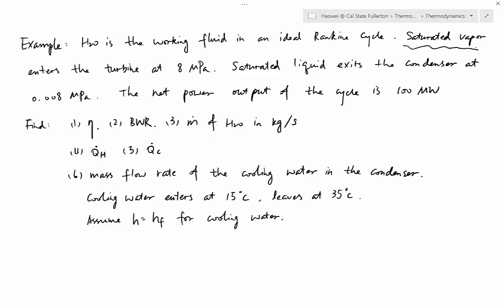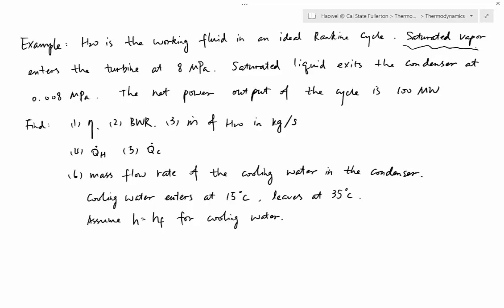What we're looking for is: first one, the efficiency eta. Second one, back work ratio BWR. Third one is the mass flow rate of the working fluid water in kilogram per second. Number four, heat gain in the boiler Q dot H. Number five, heat loss in the condenser Q dot C. And number six, mass flow rate of the cooling water in the condenser.